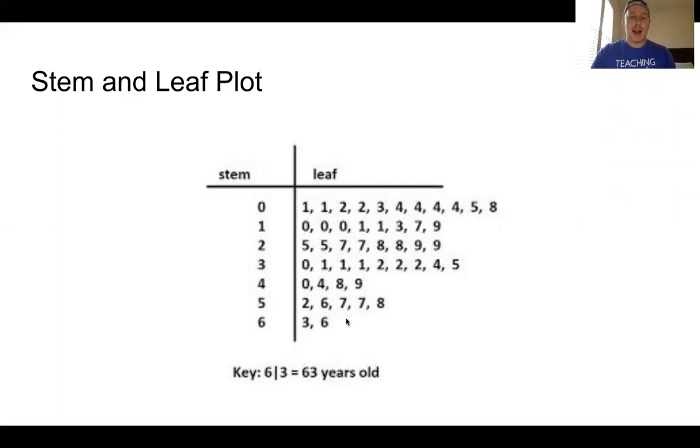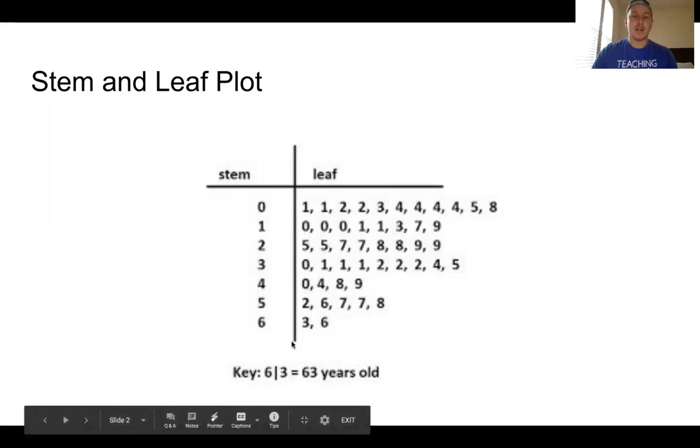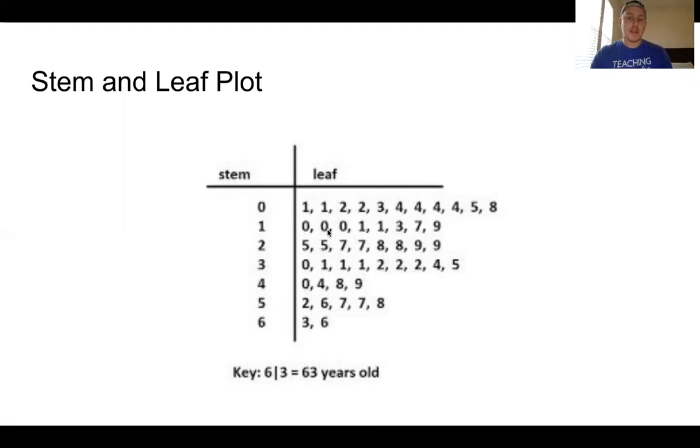The very first thing I always look for is the key, okay? The key is key, okay? So what I can see is when the 6 is to the left of the line and the 3 is to the right of the line, that's going to give me 63 years old. So I know the stem is going to be my tens place and the leaf is going to be my ones place.